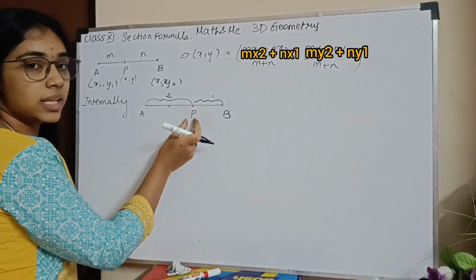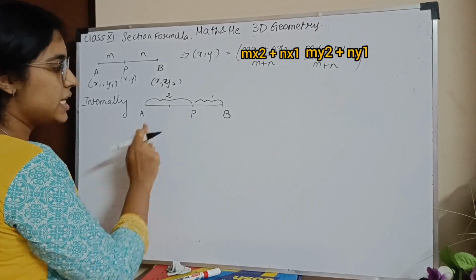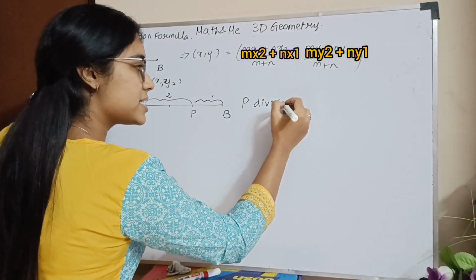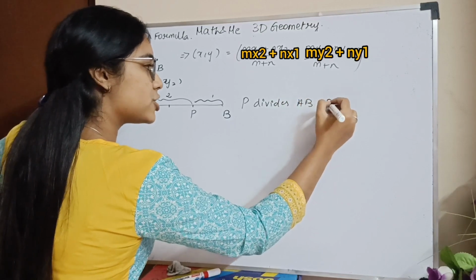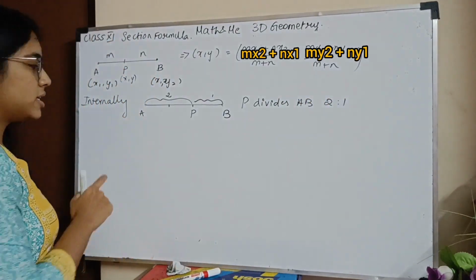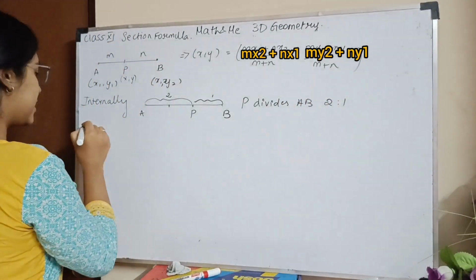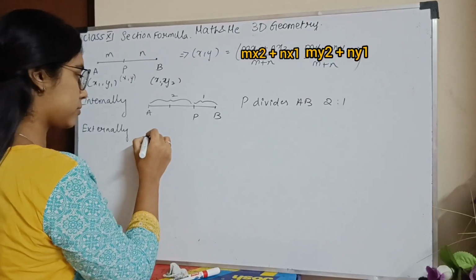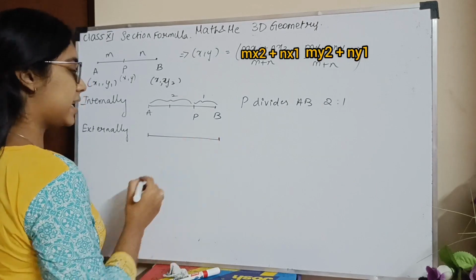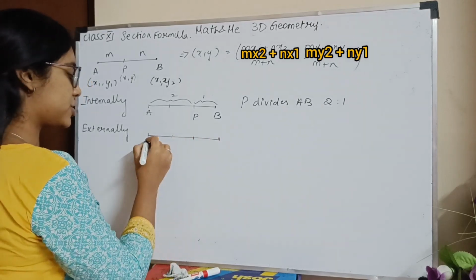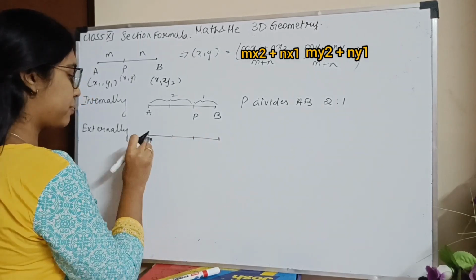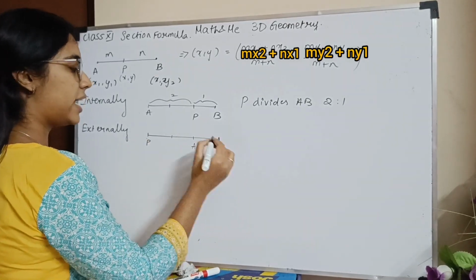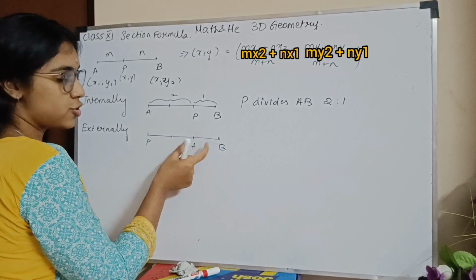A and B க்கு நடுவுல தான் P இருக்கு. So the point P splits AB. So the point P divides AB in the ratio 2 is to 1. So this is internally. Externally na enna artham? So externally na, I take a line, I'll have a similar partition. So in that I'll have P. Okay, so the point P is now here. I have A and B. Okay, so this is of the ratio 1 is to 1 is to 1.